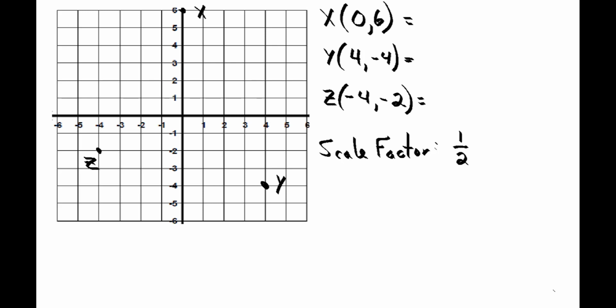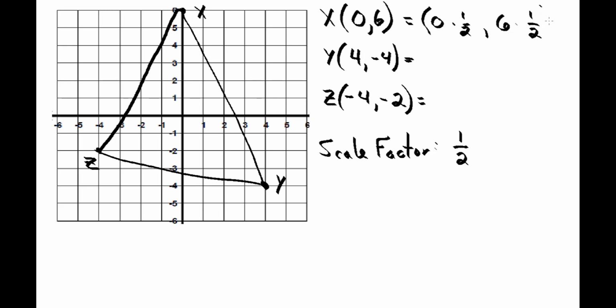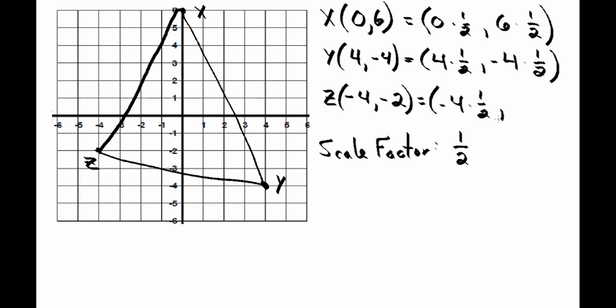So if we have an example like this where we have a polygon or some shape, so this is triangle XYZ, and we have the coordinates. Now if we know the scale factor is 1/2, then we do the same thing. We take each of the parts of the coordinate, so we multiply by 1/2. So 0 times 1/2 and 6 times 1/2. And then we have 4 times 1/2 and -4 times 1/2. And then finally we have -4 times 1/2 and -2 times 1/2.